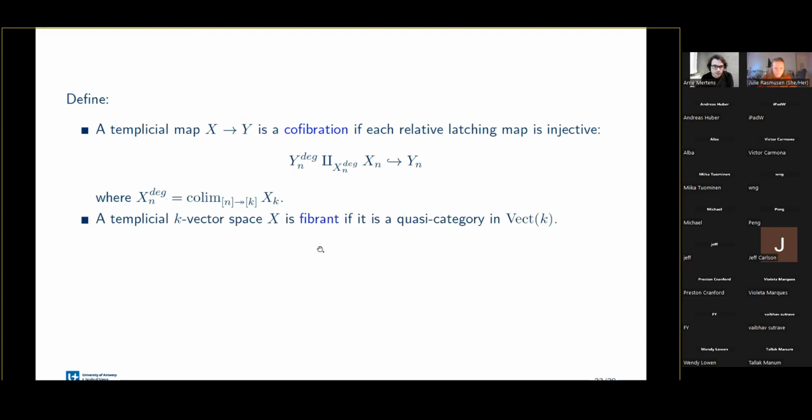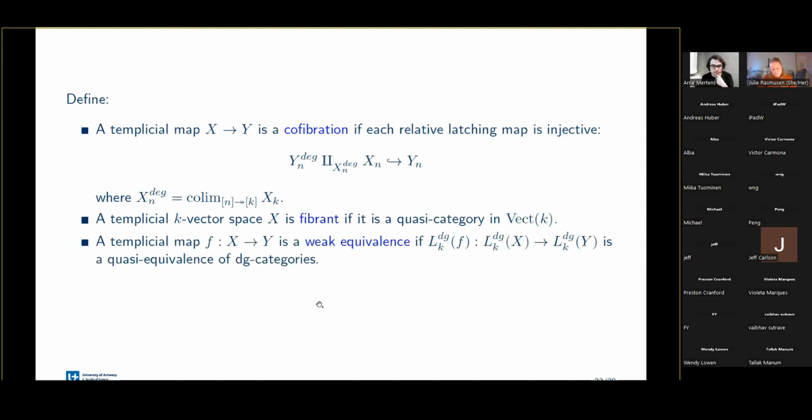That's less important. What is important is that we of course want the fibrant objects to be the quasi-categories in vector spaces now. And then similar to the classical case, we define weak equivalences to be those which become weak equivalences after applying the left adjoint of the DG nerve. So this LDGK: if the image is a quasi-equivalence of DG categories, then we call F a weak equivalence.